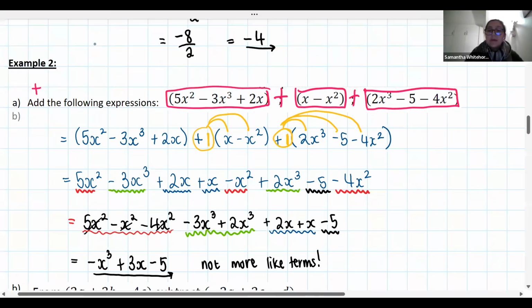All right, so collect your like terms, add and subtract your like terms. And like I say, once you have no more like terms, you are done. You can't do anything else.